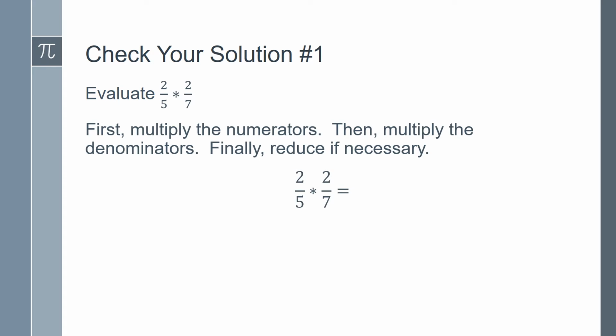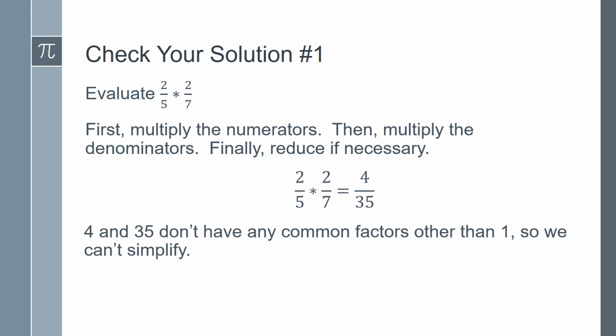So if we have 2/5 times 2/7 and we multiply across the numerators, we know that 2 times 2 is 4. Multiplying across the denominators, we know that 5 times 7 is 35. So our answer is 4/35. 4 and 35 don't have any common factors other than 1, so we know we can't simplify.